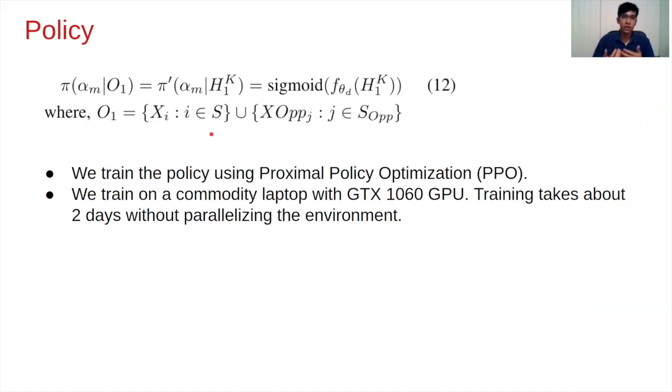Once we have a policy that we have modeled, training it is extremely simple because we can train it using proximal policy optimization. And we trained our algorithm on a commodity laptop with a GTX 1060 GPU. It's kind of an old GPU right now, but still it worked for us. And training takes about 2 days without parallelizing the environment. So we left it to train for 2 days.